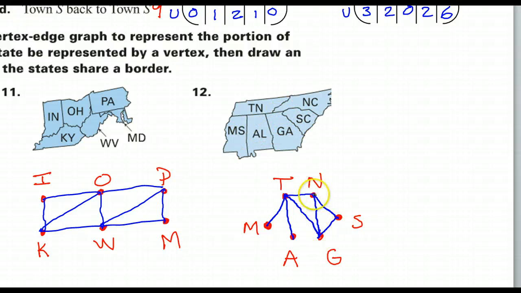Okay, so border, everybody except for Mississippi. Alabama shares a border with Mississippi, Tennessee, and Georgia. So there's Mississippi, Tennessee, and Georgia. All right, and Mississippi. Mississippi just shares a border with Tennessee and Alabama. There's Tennessee and Alabama. So that would be your vertex edge graph for number 12.